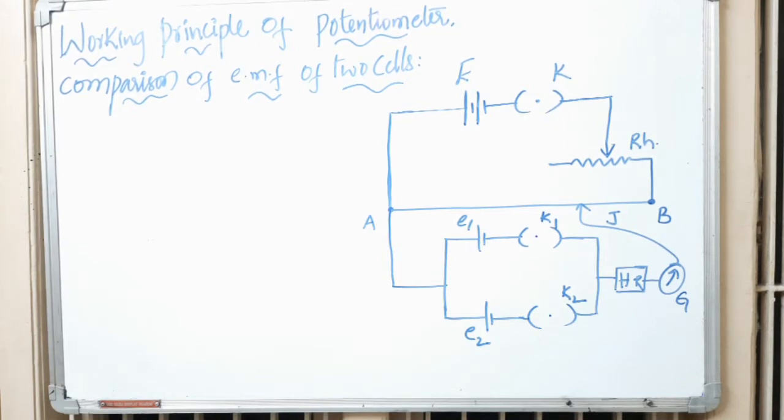Today we are going to discuss a topic related to physics, class 12. The topic is the working principle of potentiometer, and with the help of this potentiometer, we will compare the EMF of two cells. Just see the circuit diagram given on the board and listen carefully so that you can write this answer very easily in the board examinations.